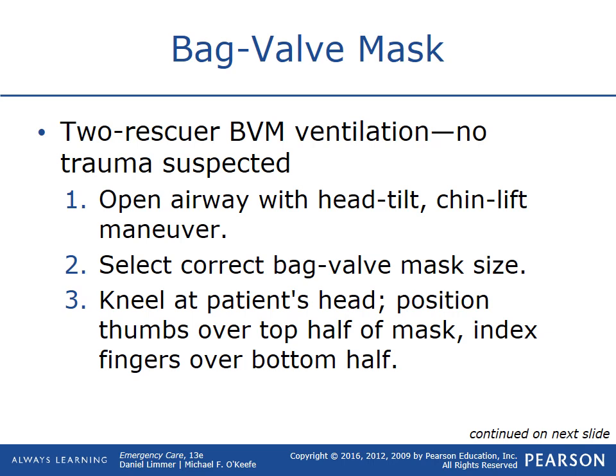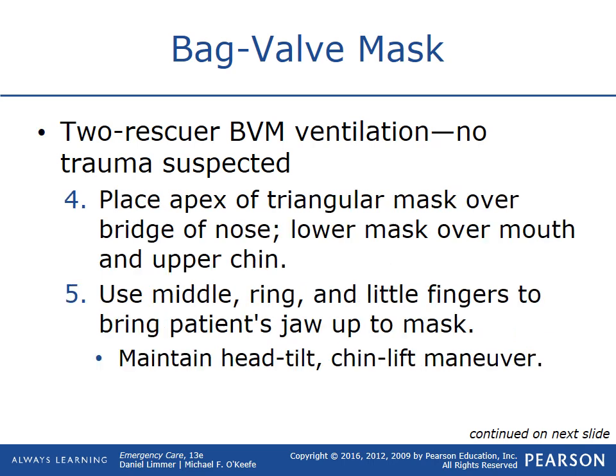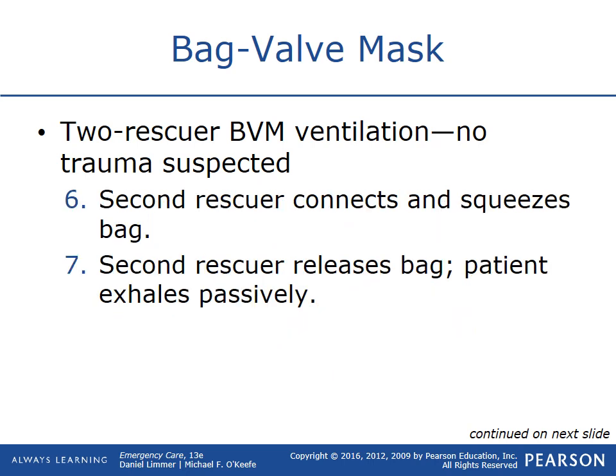So, open the airway with the head tilt chin lift. Select a correct valve mask size, either adult, child, or infant. Kneel at the patient's head, position thumbs over the top half of the mask, index fingers over the bottom half. Place the apex of the triangular mask over the bridge of the nose, and lower the mask over the mouth and upper chin. Use the middle, ring and little fingers to bring the jaws up into the mask. Maintain that position. And now the second rescuer connects and squeezes the bag. The second rescuer releases the bag and the patient exhales on their own.